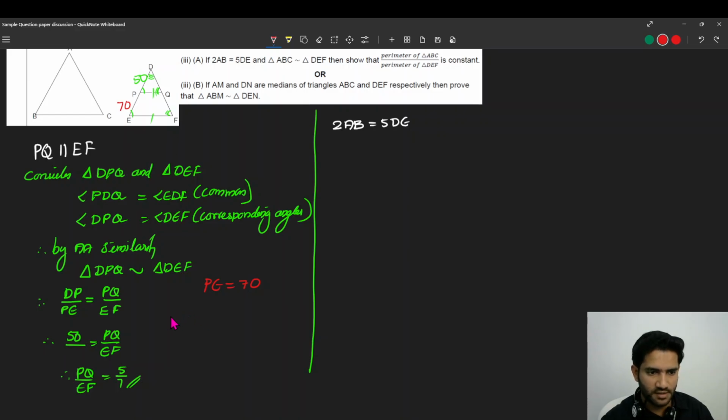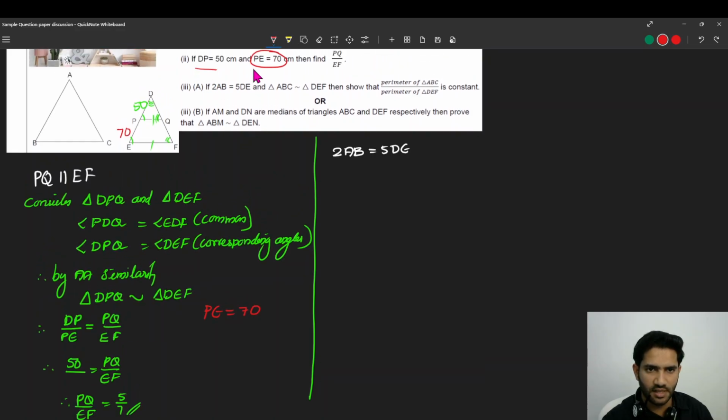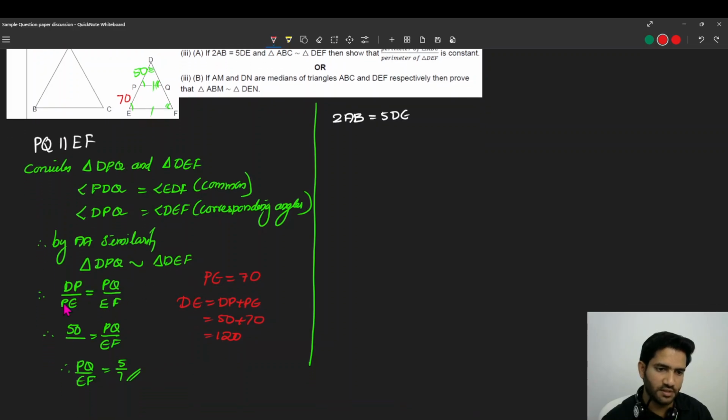So we can find DE. Doesn't matter, because DP is given 50 and PE is 70. So we can add and we'll get DE. DE is equal to DP plus PE, that means 50 plus 70, so 120. Okay, so it is 5 by 12, not 5 by 7, 5 by 12.